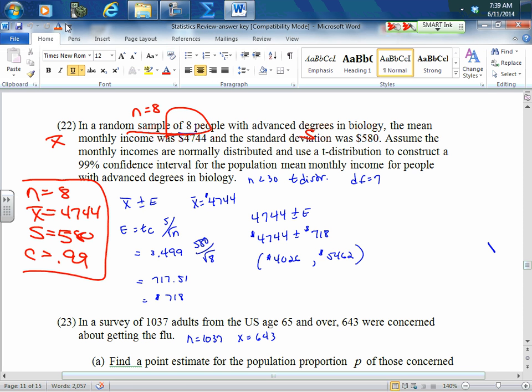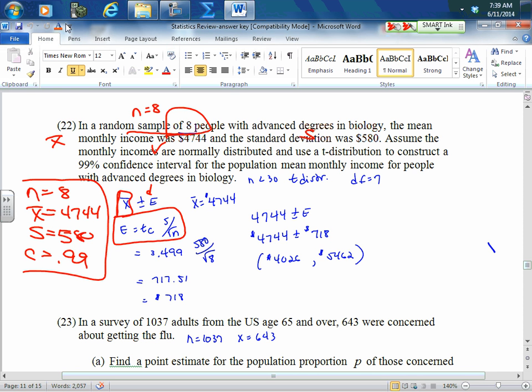So you want to assume that they're normally distributed. We need to know that because this is a small sample. And we're going to use a T to find your confidence interval. Again, your confidence interval finds your mean plus or minus your margin of error. Now, basically, we're already given your mean. We just need to find your margin of error.